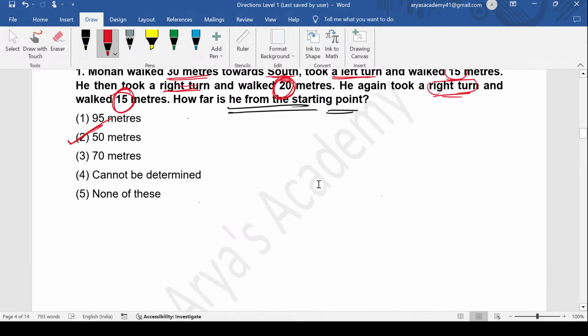I said it was 10 because I assumed towards left rather than right.